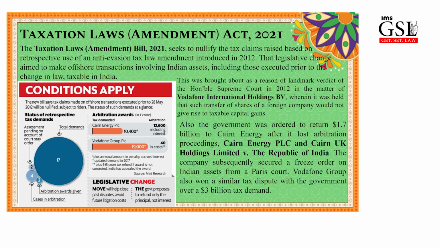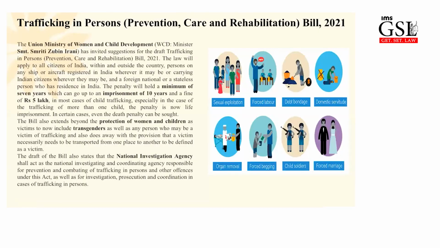So majorly these were the huge lump sum cases. Of course, the two important companies which were involved are Vodafone and Cairn Energy, which I think Vedanta has acquired now. Anyway, this is something which I am pretty sure you might have already covered in one of the sessions of general knowledge. Let's move. All right, next up, Trafficking in Persons Prevention, Care and Rehabilitation Bill 2021.